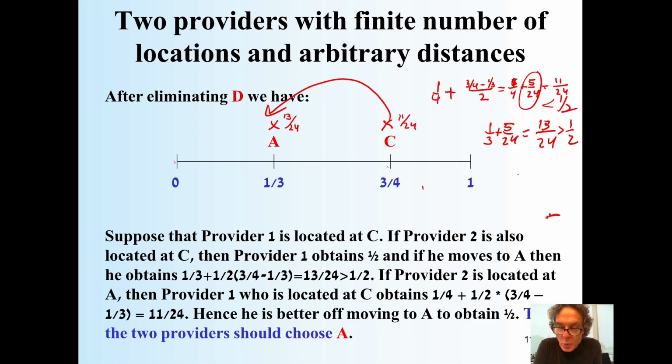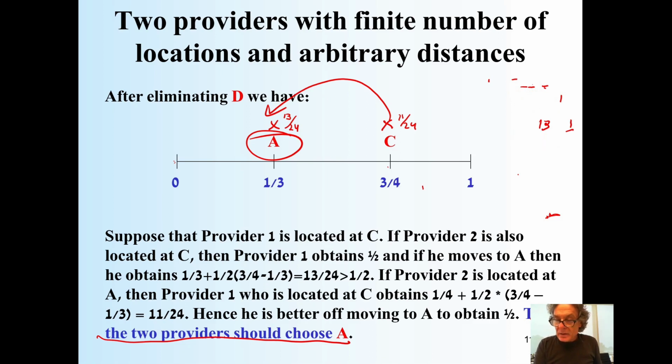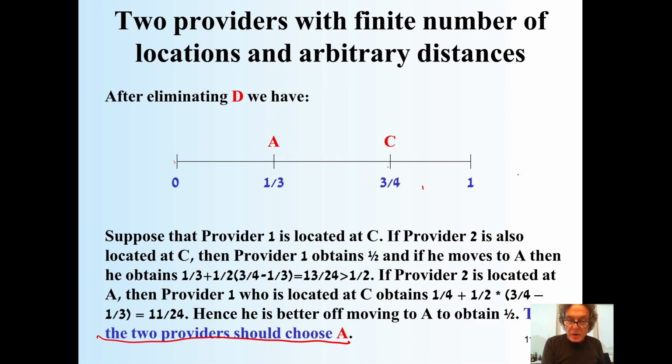Conclusion, there's only one equilibrium. Both firms are going to be located at A. Thus, the two providers should choose A. Read what I wrote here. Maybe it's different than what I told you now. You can do it in many ways. Good. So I'm happy that we got to this point, and I did not hear any complaint. No doubt why. So I can continue.